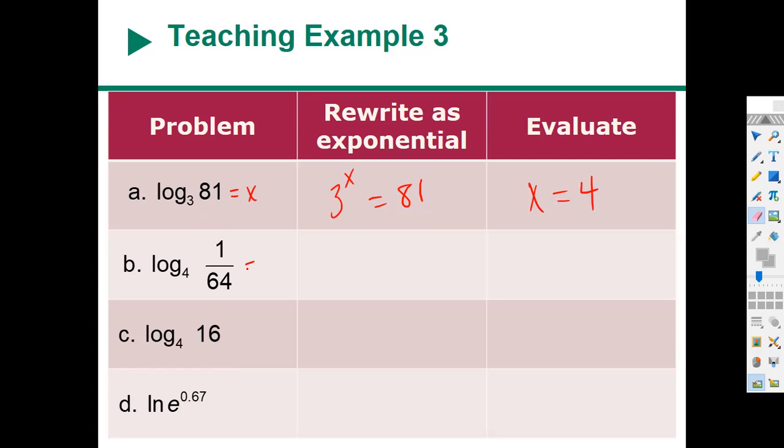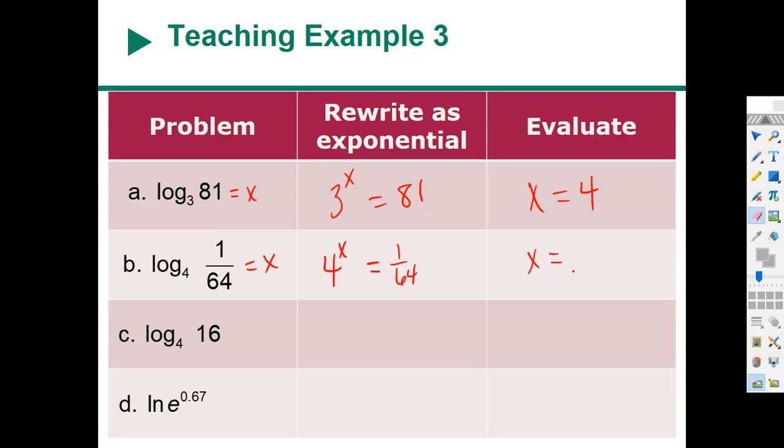Okay, so let's try it again. You're asking yourself, 4 to what power equals 1/64? Because it's a fraction, you know that it has to be what kind of power? Negative. Because it's a fraction, you know it has to be a negative power. Is it -3 or -4?